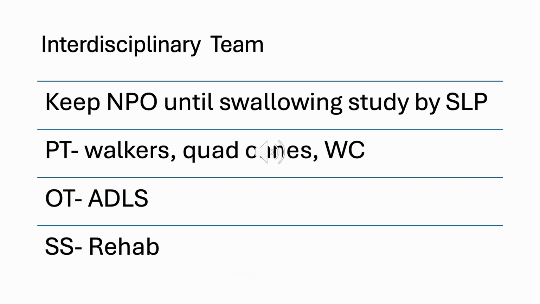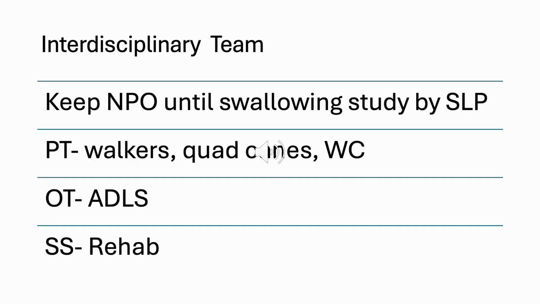There are a few key players on the interdisciplinary team for care of patients with stroke. The first and most important one is the speech language pathologist. When your patient comes in with signs of stroke, you keep them NPO, this is super important, until a swallowing study is done by the speech language pathologist. They can also help with language problems like the aphasias they can incur with the stroke, but you don't feed them until the study is done.